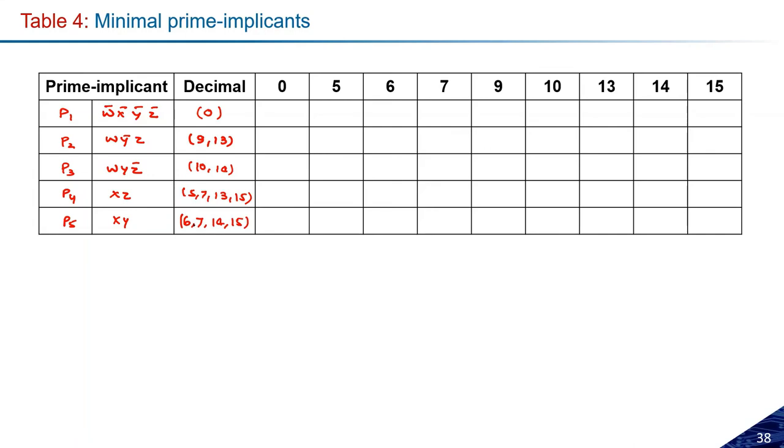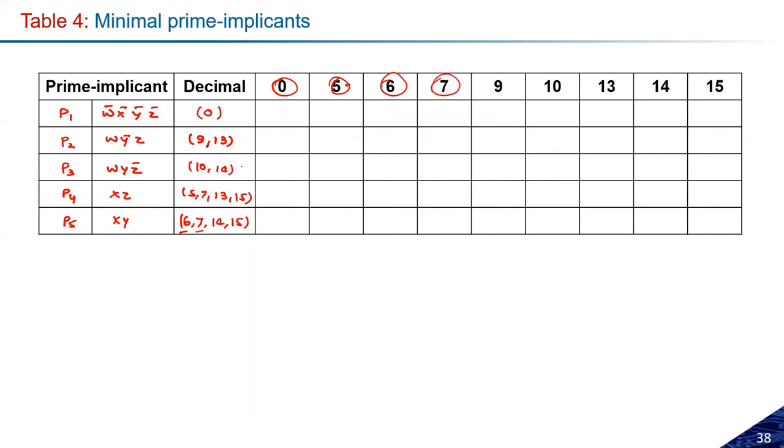Now, I just directly wrote these numbers, but you don't need to write the numbers directly. You have to write based on the decimal digits which are present in this one. The first decimal digit we can see here, 0 is present, so I need to write 0 here. The next decimal digit, 5, is present in the fourth prime implicant, so 5 I need to write. 6 is also there in the fifth prime implicant, so 6 I need to write. 7 is also there, 7 I need to write.